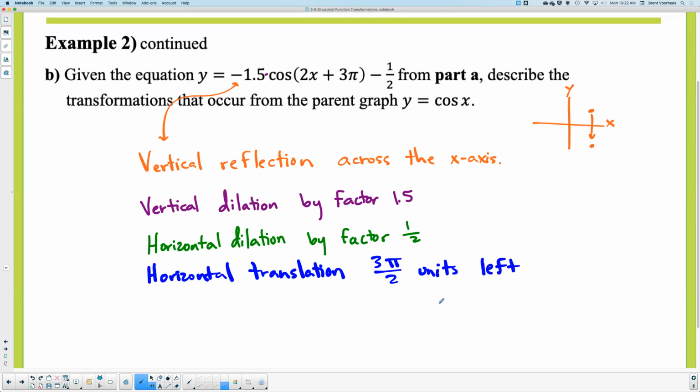Finally, the negative 1/2. Is that inside or outside? So that's a vertical. Vertical what? Translation. So negative means down vertically. So there's our 5 different transformations that took part in this problem.